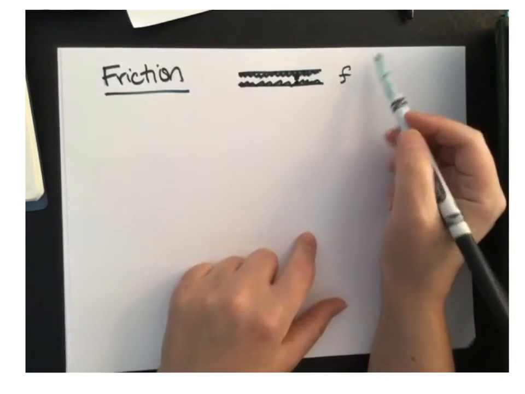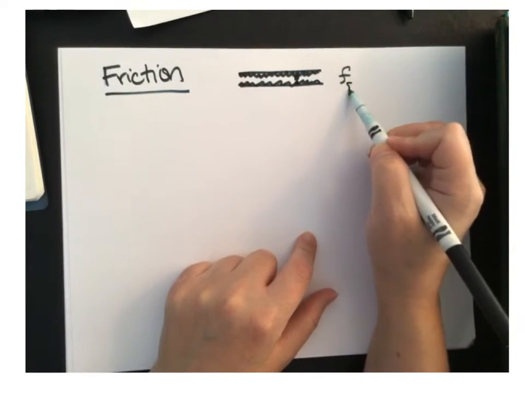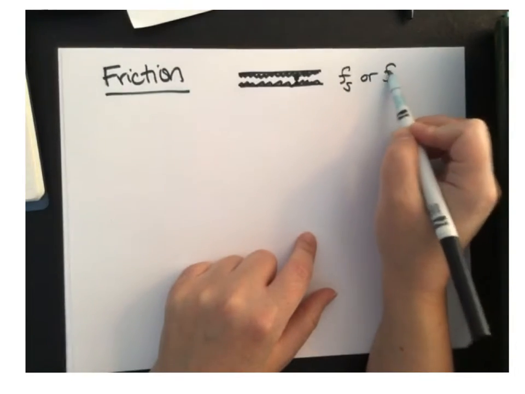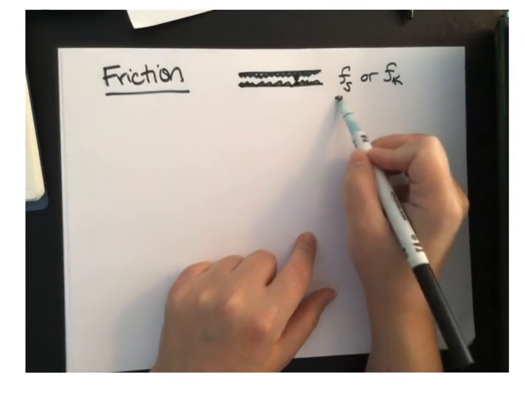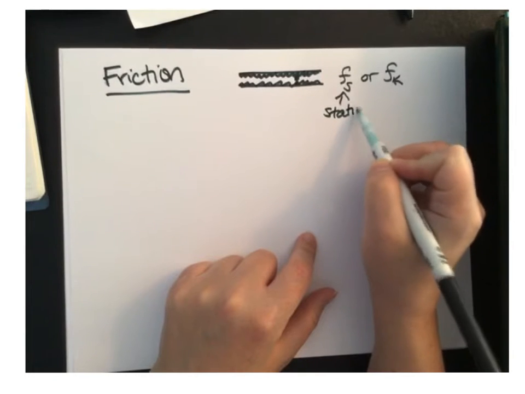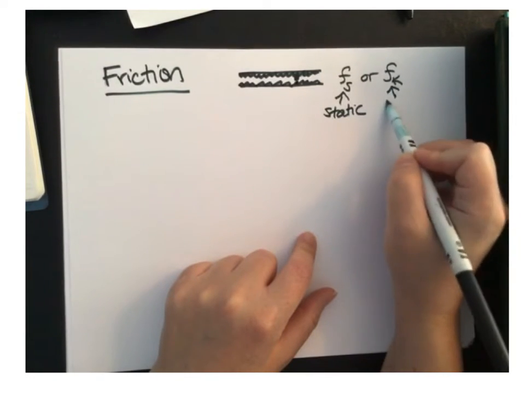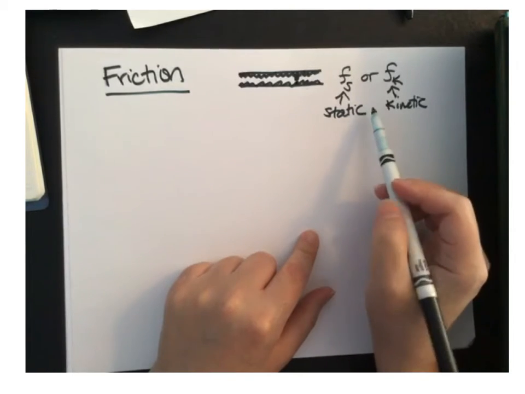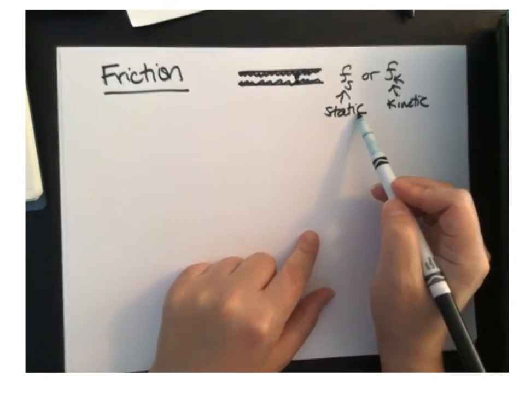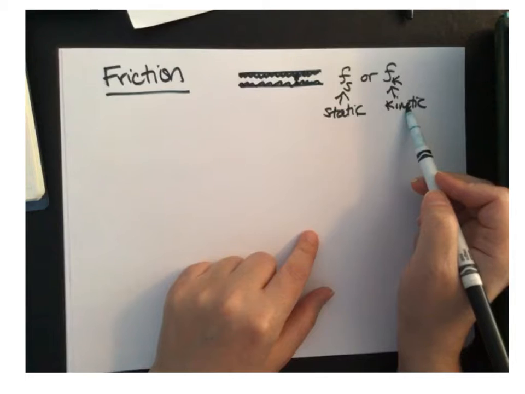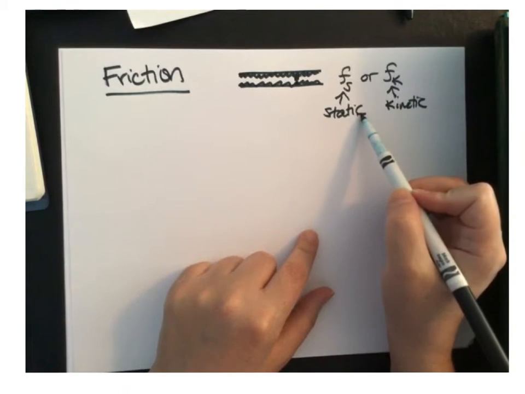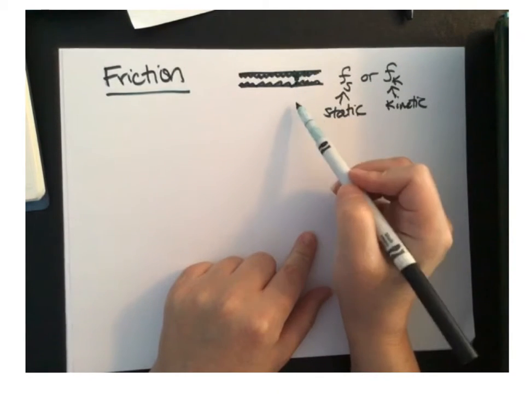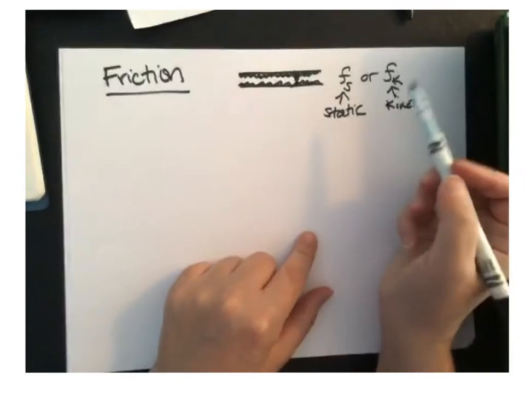We give it the little lowercase f, and you'll see f sub s or f sub k. That stands for static, and that stands for kinetic. These are definitely words that you've seen before. Static is when something's not moving, kinetic is when something's moving. What this is really talking about is how these two surfaces are moving relative to one another.